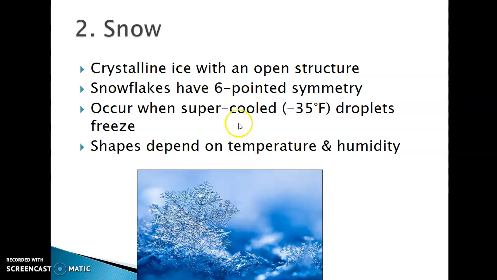But they have to be very, very cold, much colder than just freezing. It has to be super cold, which is what we call supercooled, when the droplets freeze. Otherwise, it just freezes straight into ice, and you get ice pellets instead of snow. So up to around negative 35 degrees Fahrenheit is when snow forms. The overall shape of the snowflakes depends on things like temperature and humidity.